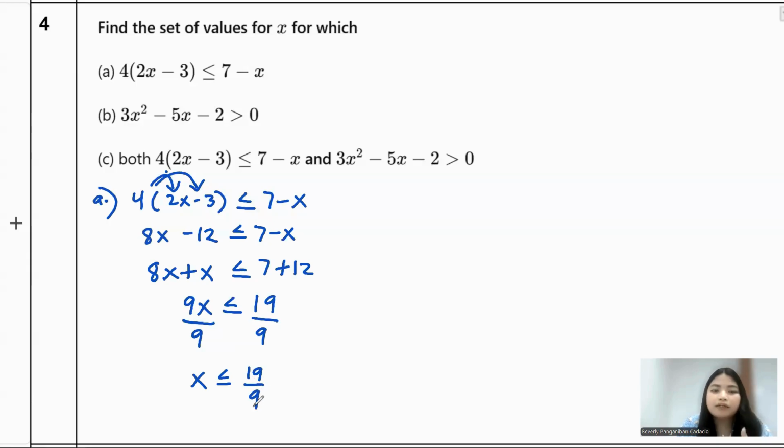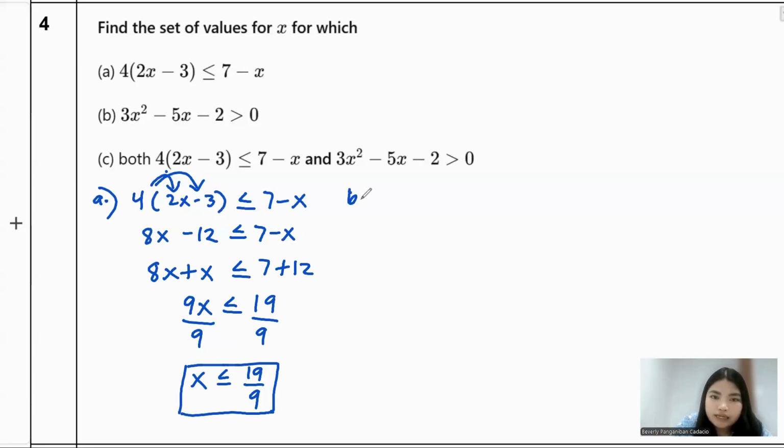Remember, in inequality, if you're going to divide by a negative number, you're going to switch or flip the inequality. Like if it's greater than, it will be less than. But in this case, we are just dividing by a positive. So there's nothing to worry about in this kind of question. But once again, maybe it will happen in the test, so you need to take note of that.